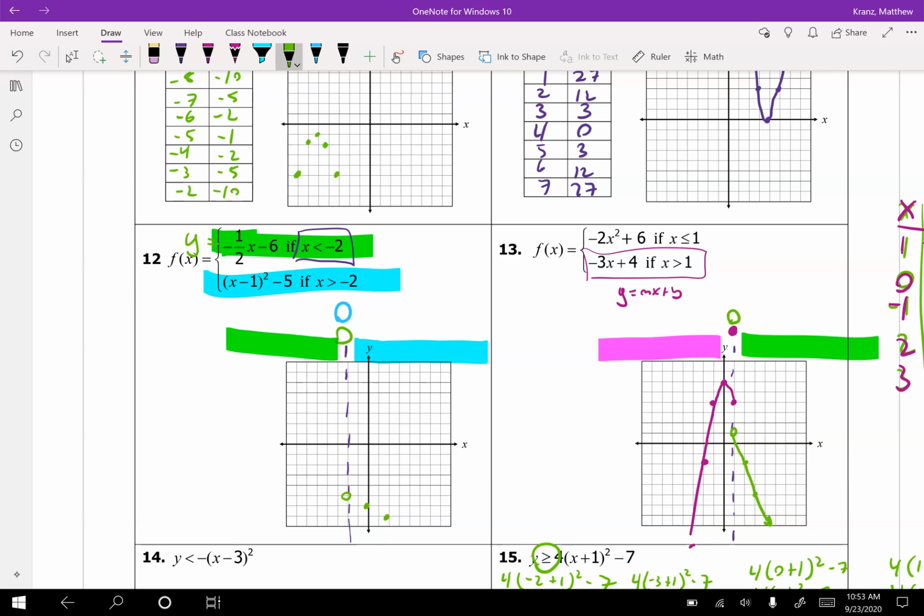Up 1, 2 to the right. We have to put an open circle. Up 1, 2 to the right. Up 1, 2 to the right. So our line is going to go this way. And we have to erase any green dots that are in the blue area.